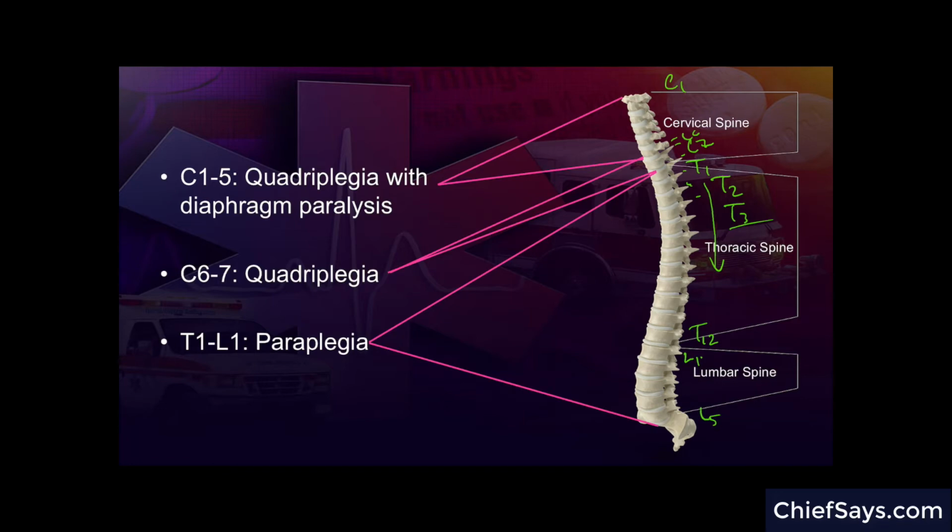So if the injury is in the area of C1 to C5, they will be a quadriplegic and probably apneic and in respiratory arrest because the diaphragm will be paralyzed. In the region of C6 and C7, the patient would likely still be able to control their breathing and not be in respiratory arrest if this is an isolated injury, but they will likely lose function and sensation of their upper and lower extremities, and the rest of their body.